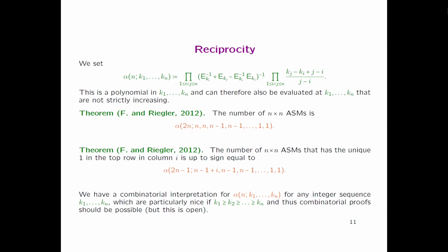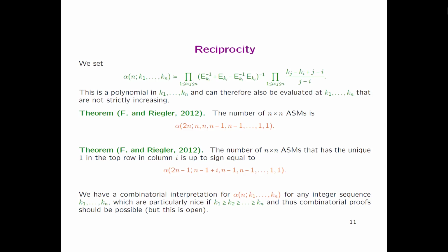Okay. So now reciprocity. What do I mean by this? Well, as I said, this operator formula gives you a polynomial. And if you have a polynomial, you can plug in any integers ki that you want. It doesn't have to be strictly increasing. And that's what I did together with my first PhD student, Lukas Riegler. Instead of plugging in an increasing sequence, we plugged in n minus 1, n minus 1. So we doubled each number. And it turned out that this also gives you the number of n times n alternating sign matrices.